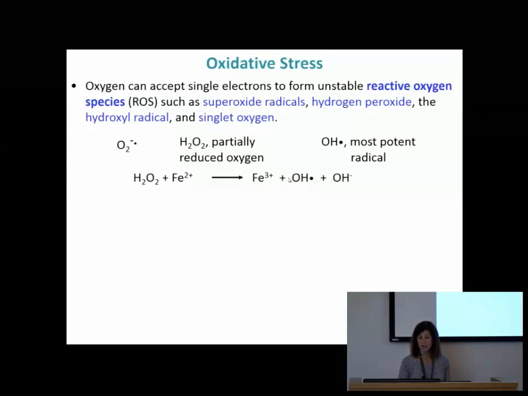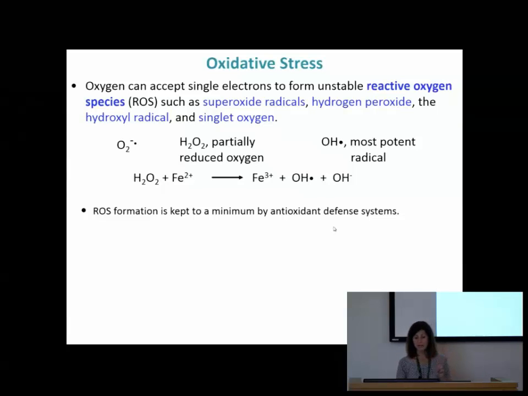But we have two ways in which we can protect ourselves. We have small molecules, antioxidants, and we have enzyme systems. So there's two ways that we protect ourselves against these reactive oxygen species: small molecules and enzyme systems. And bad stuff happens when those enzyme systems get messed up. There are 100 diseases linked to these failed systems.